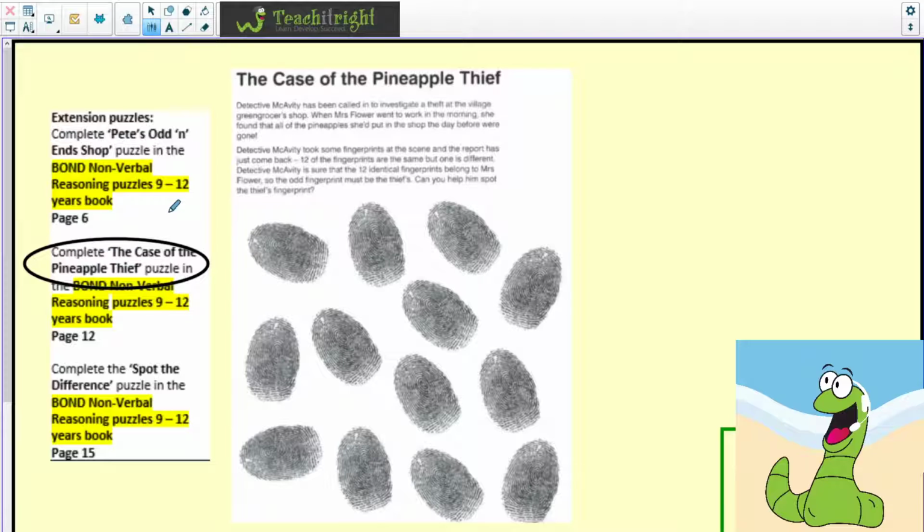Now detective, we've got a detective. What's he got to do? He's got to find, I think, one that is different from the rest. So the odd one out must be the thieves. We've got to find the one that's different. So I'll show you which one it is. Hopefully you're able to spot that and see that one is slightly different. It's probably easier in your book or in your sheets to actually see this and be able to pick it out.